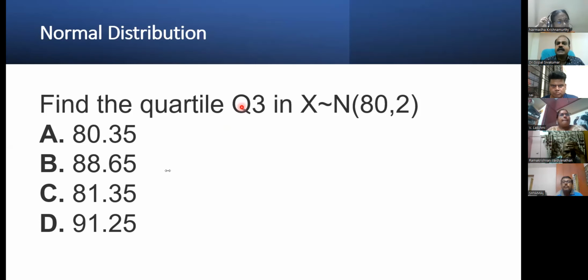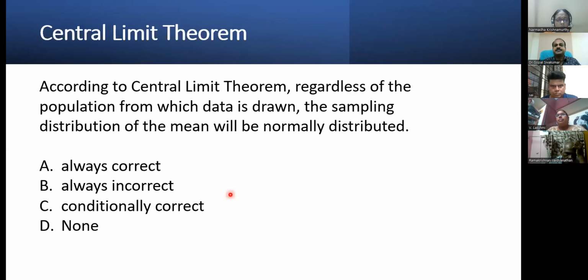So I can ask you several questions, right? What will be the Q1? If I ask you what will be the Q1, then the below area will be 0.25. Isn't it? So I can ask you what is the difference between Q3 and Q1? That is the interquartile range. So you find out Q3, find out Q1, and then find the difference. So there are several questions possible.